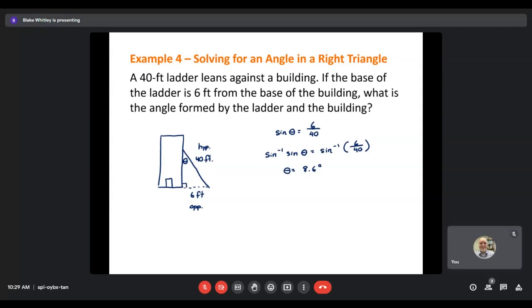So again, anytime you have a word problem like this and you can draw the picture, that's how I would start. The main thing here is to be careful about where you put your theta value. Always pay attention to the wording in the problem and make sure you're putting your angle in the correct location.